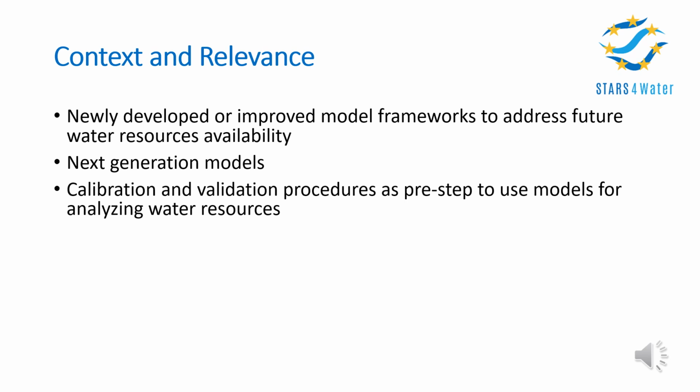Calibration and validation is also a fundamental part of the Stars for Water EU project, as the new generation models that are developed in the Stars for Water project have to undergo some proof and testing. Only models that pass the calibration and validation process are ready to use to further analyze future water resources. Different types of models are developed in the Stars for Water project, each requiring a suitable calibration and validation technique.